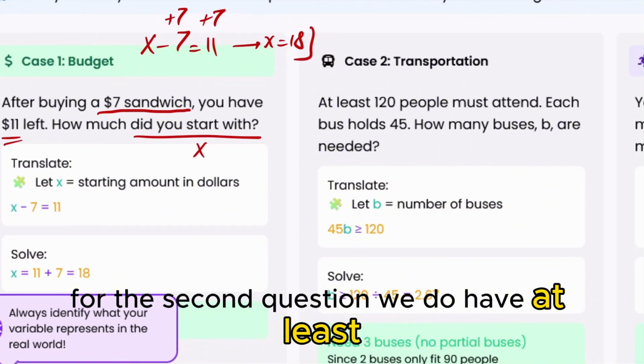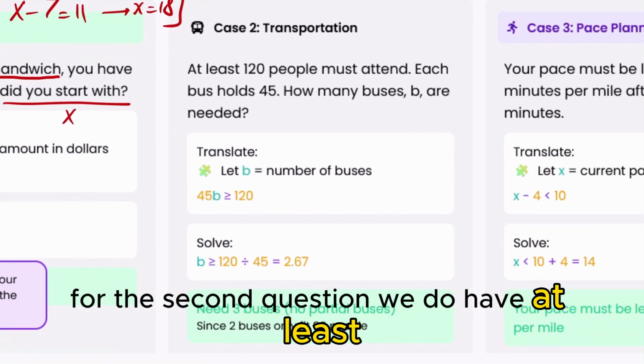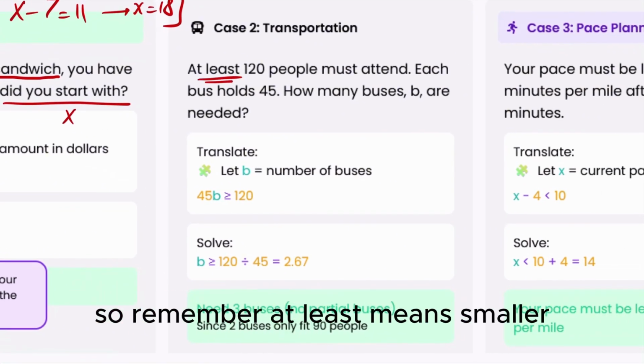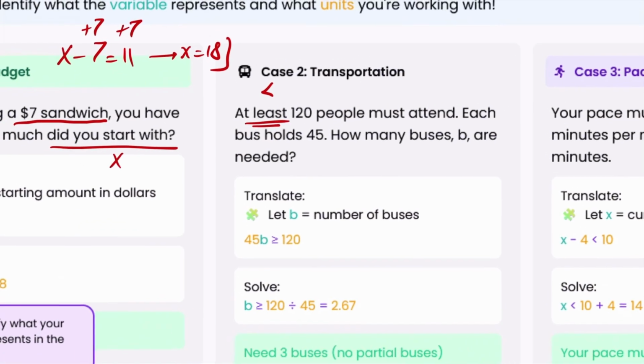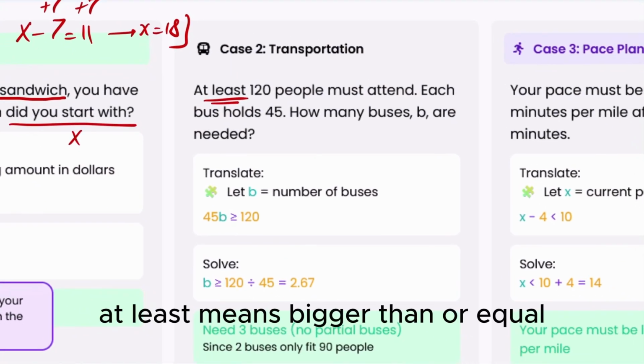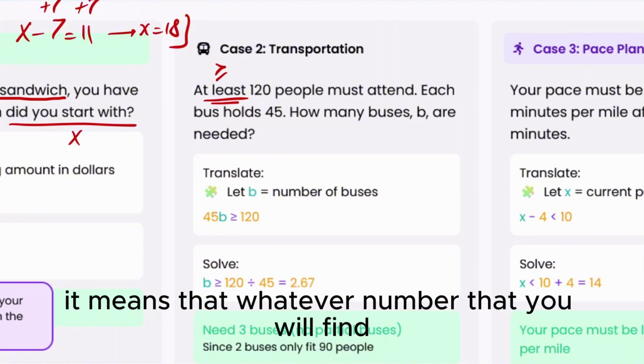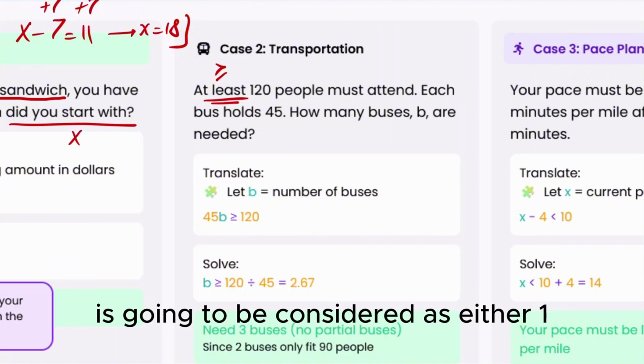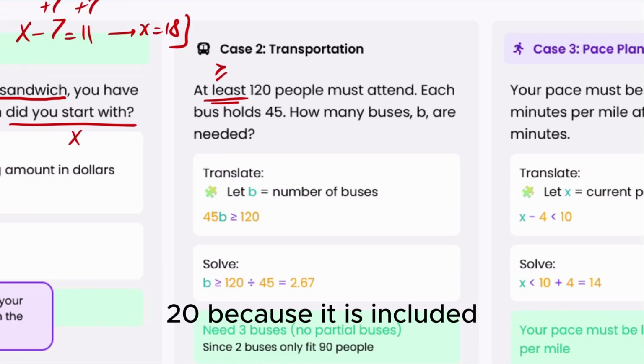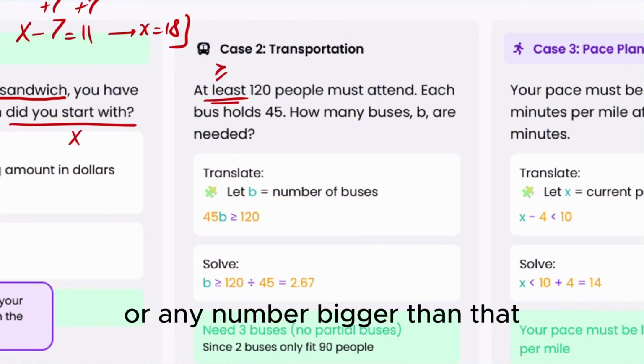Simple. For the second question, we have at least. So remember, at least means smaller. Oh, I'm sorry. At least means bigger than or equal. It means that whatever number you find is going to be considered as either 120, because it is included, or any number bigger than that.